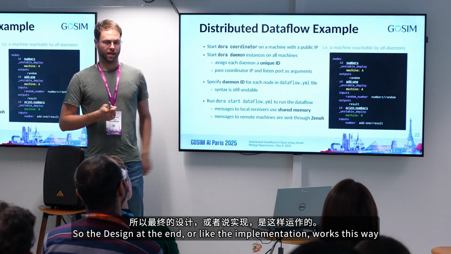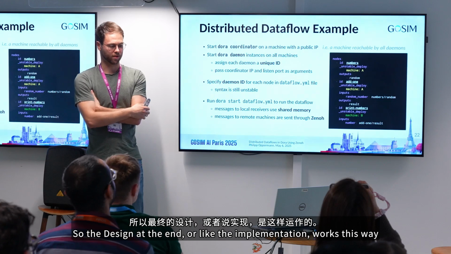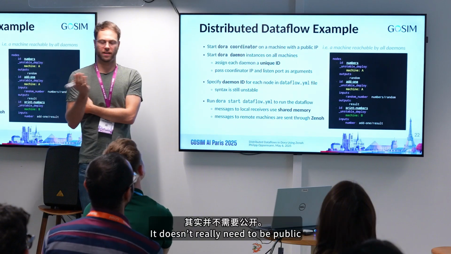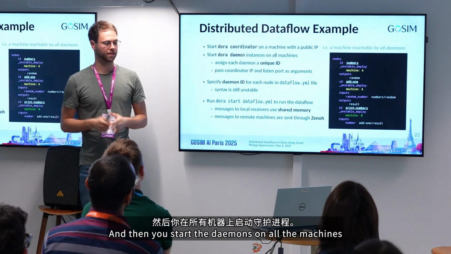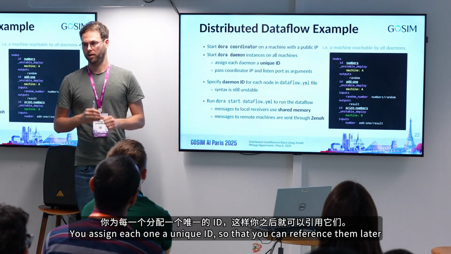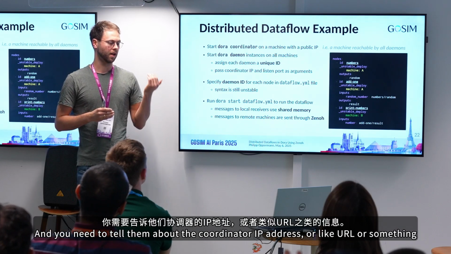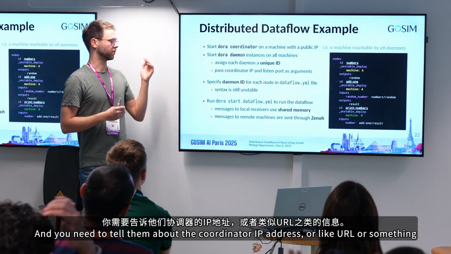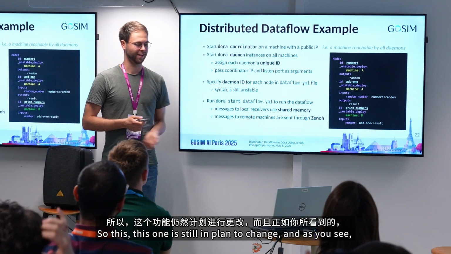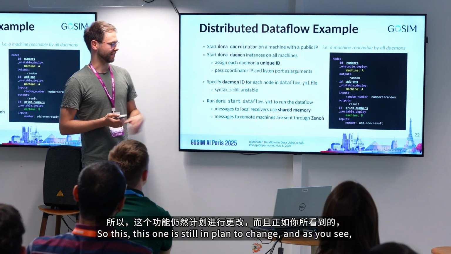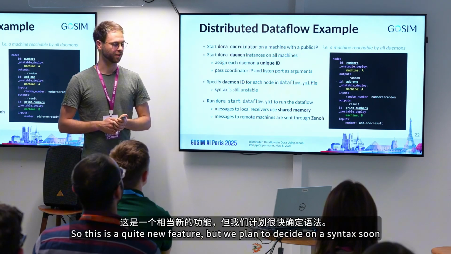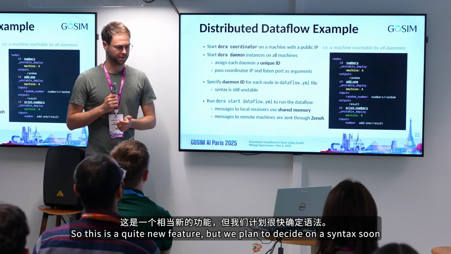The design at the end, or the implementation, works this way: you start the Dora coordinator on some machine with a public IP. It doesn't really need to be public, it just needs to be reachable by all the daemons. Then you start the daemons on all the machines. You assign each one a unique ID so that you can reference them later. And you need to tell them the coordinator IP address, or URL. This one is still planned to change. As you see, the syntax for doing that is also still unstable, so this is quite a new feature, but we plan to decide on the syntax soon.